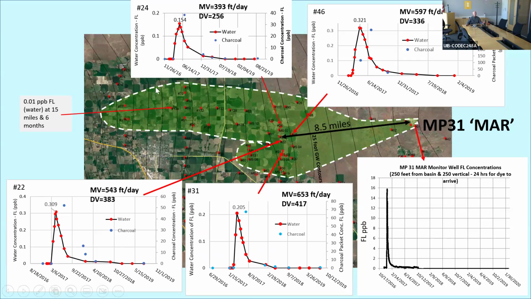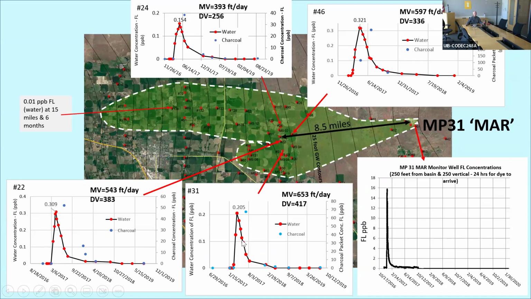All these red dots are sample locations, and this dashed line is the area where we detected dye in those wells. This is an 8 to 8.5 mile distance range right here, our first main transect between the recharge basin and this location. There really aren't any wells. It's all desert area with no wells.